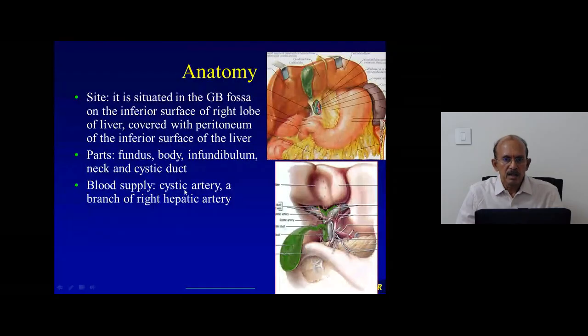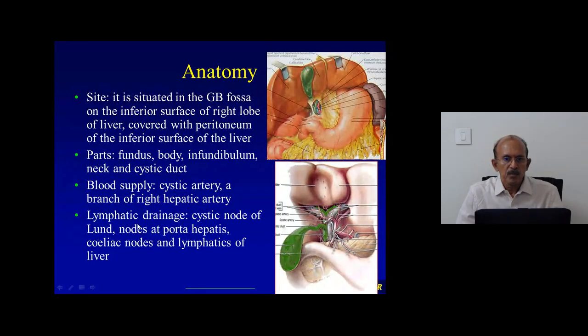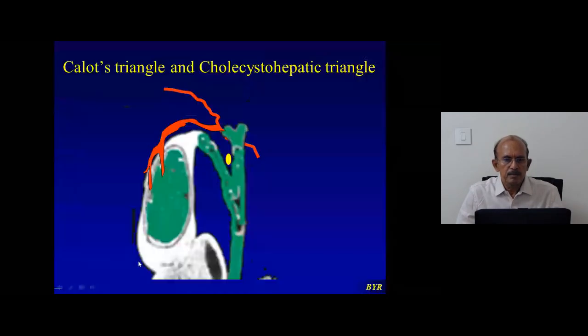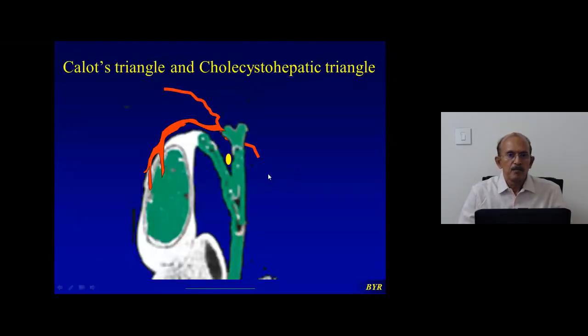Blood supply: cystic artery, a branch of the right hepatic artery. Lymphatic drainage: cystic node of Lund, nodes at porta hepatis, celiac nodes, and lymphatics of the liver. Calot's triangle and cholecystohepatic triangle. So this is the one which you must be very thorough. It is asked many times in PG entrance examinations as well as a short notes question in the theory examination. And of course, in the clinicals also, the examiners are fond of this particular Calot's triangle.